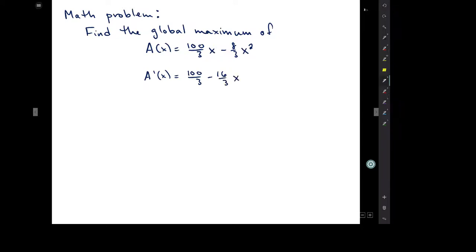And if I want to find the maximum, I want to look for critical points, and that's where the derivative is equal to 0. So I set this equal to 0, and I solve. I have 100 thirds is equal to 16 thirds x. I can multiply both sides of my equation by 3 over 16.